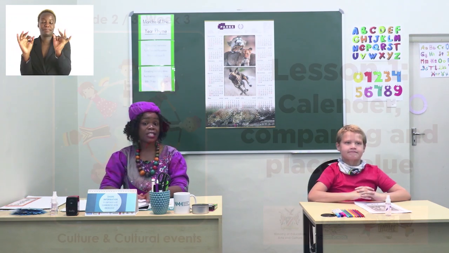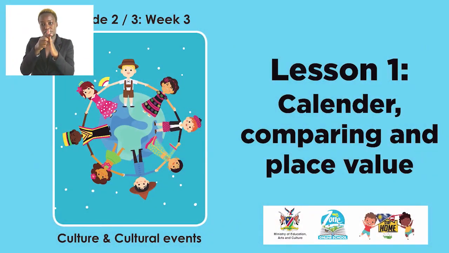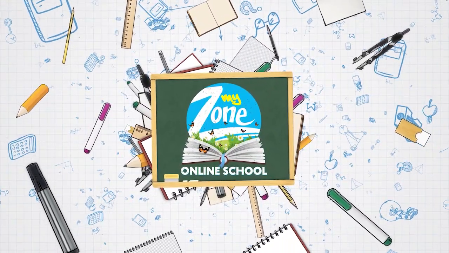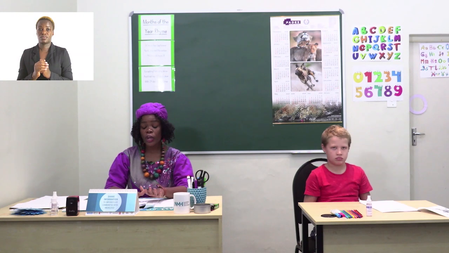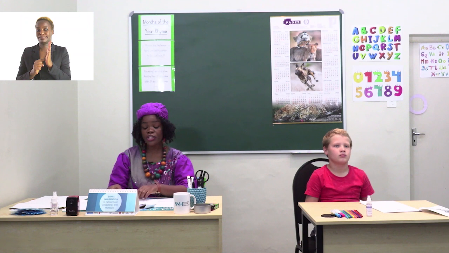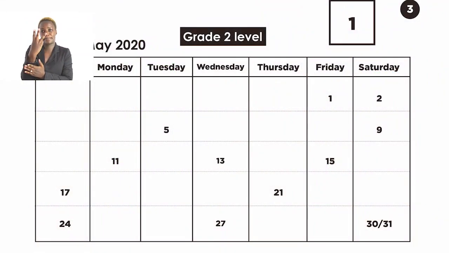Now, today's lesson will be all about calendar, comparing and place values. Okay, so we are going to learn about calendar in more detail. Let's quickly turn to page 3 and we will first start with the grade 2 level. And I will explain to you what a calendar is. A calendar is a chart that shows the days, weeks, months of the year.